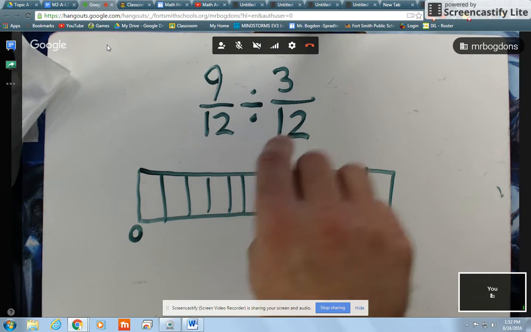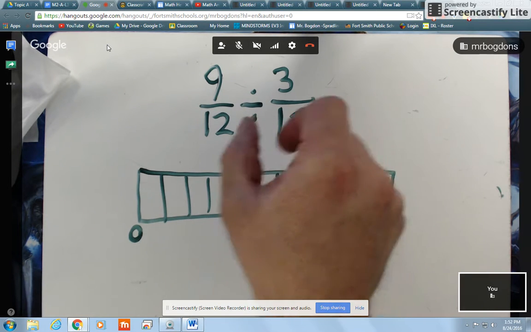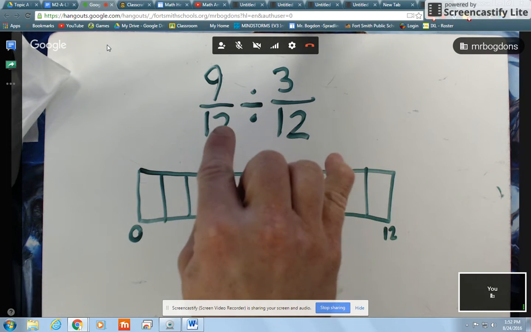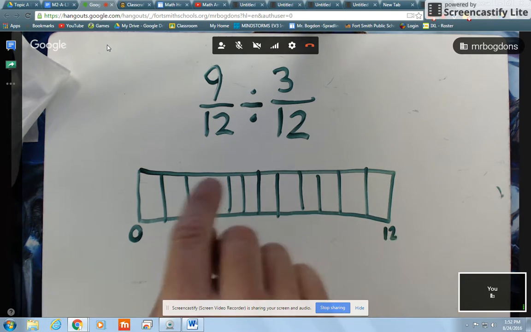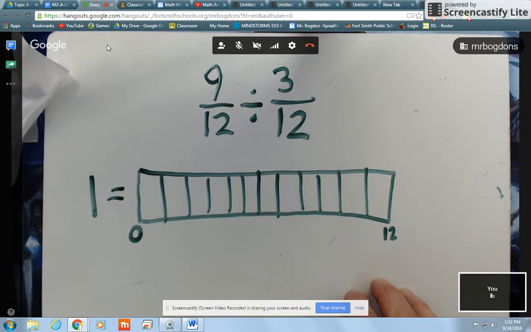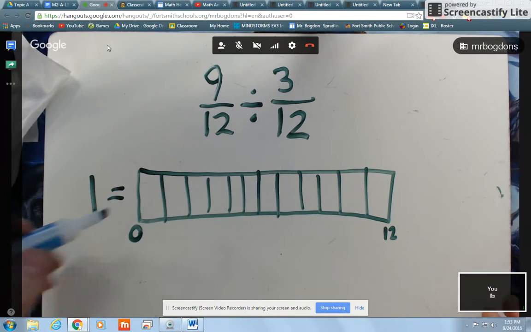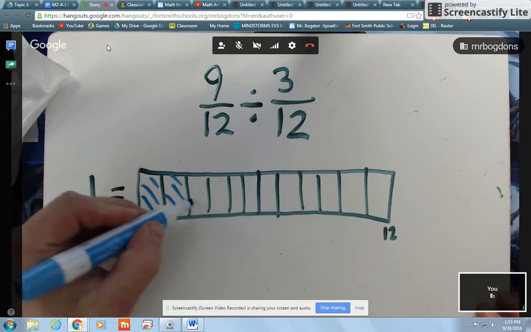What this problem is saying is how many groups of 3/12ths are in 9/12ths? So here I have my 12ths. If this whole thing is equal to 1, how many 12ths do I need to shade in to represent 9/12ths? Why? Because what am I trying to represent, Ozil? Yeah, 9, exactly. Just saying the fraction literally tells me how many I need to shade in.